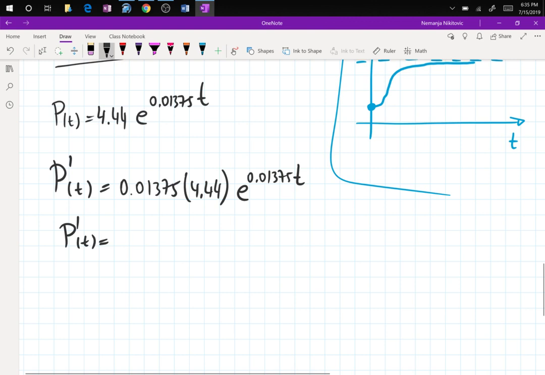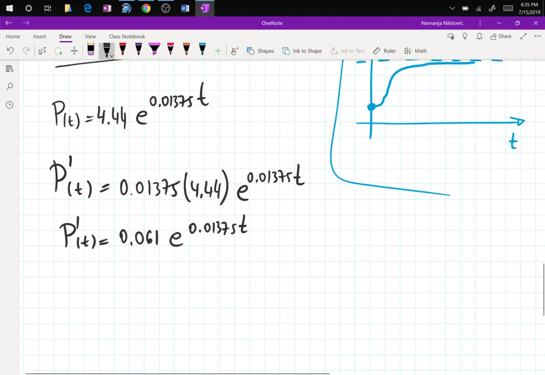Anyway, we have the expert over here. Good. Thank you. 0.061. Okay, 0.061 e to the 0.01375t. So now we have this function.